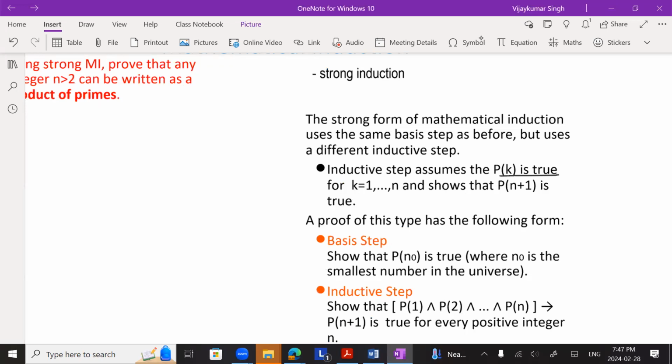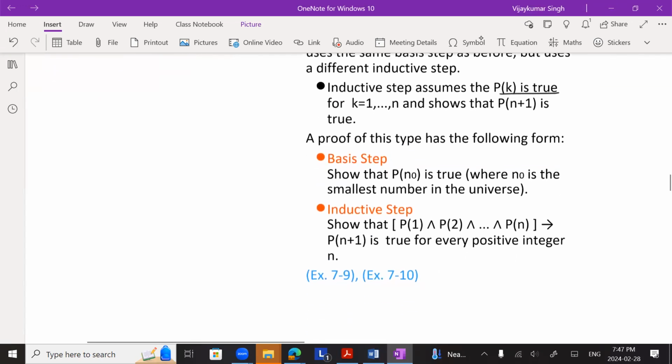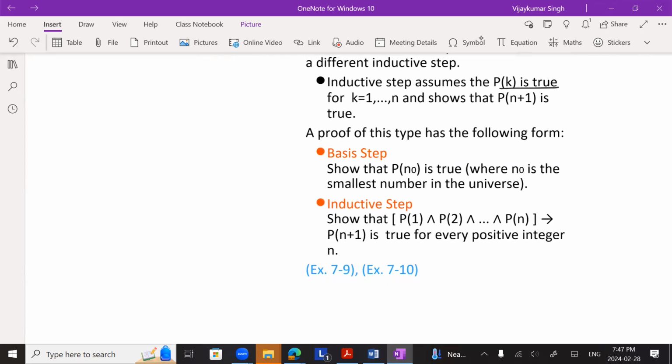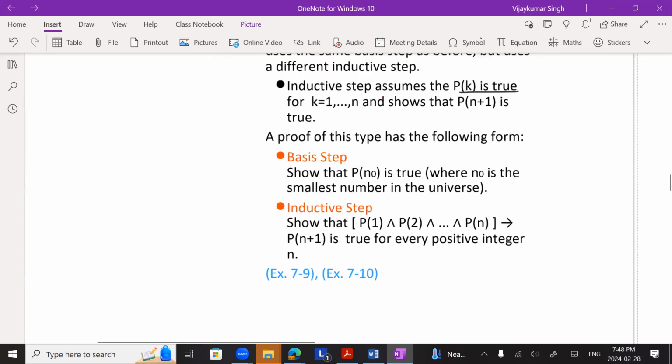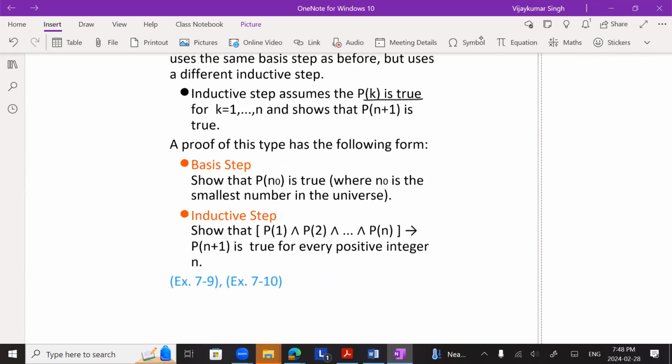So again, you say the base case P of n naught is true, right? This is the base case. Then you show that P1 and P2 and dot dot dot Pn implies Pn plus 1 is true for all positive integers. And this is what leads to a strong induction. Whereas remember, for the other one, you had P1 is true, or P of n naught is true.